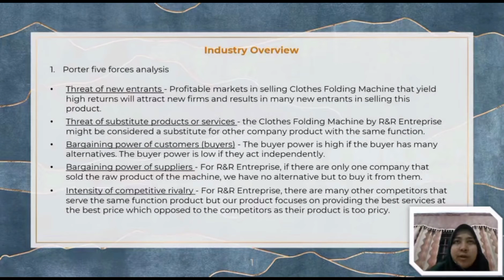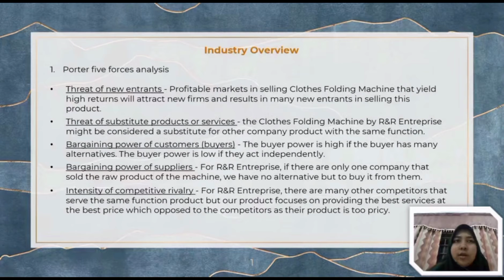I'm going to talk about industry overview. We use Porter's five forces analysis. The first one is threat of new entrants. Profitable markets in selling clothes folding machines that yield high returns will attract new firms and result in many new entrants in selling this product.